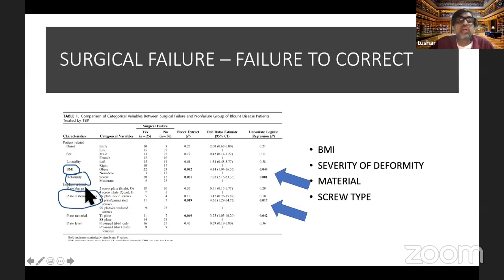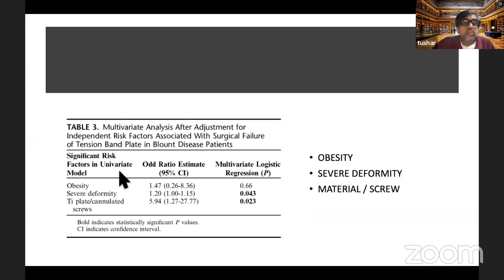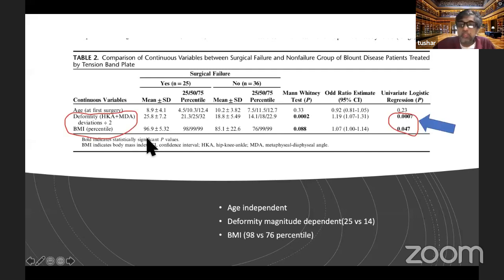So if you are using a 4-screw design, or you are using a double 8 plate, they don't seem to have a very high rate of failure on that. So again, the statistics prove that the more severe the deformity in which you apply the 8 plate, and if you use a titanium plate with cannulated screw, then the failure rate was higher. Again, this graph will show the same thing, that deformity and a higher body mass percentile matter.